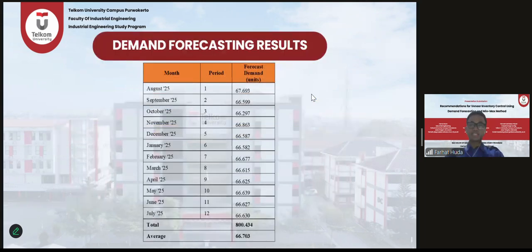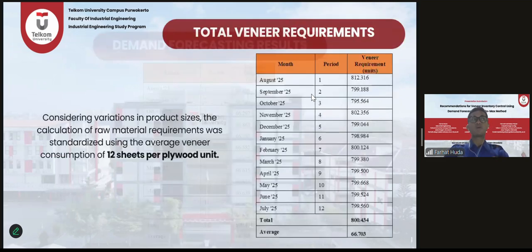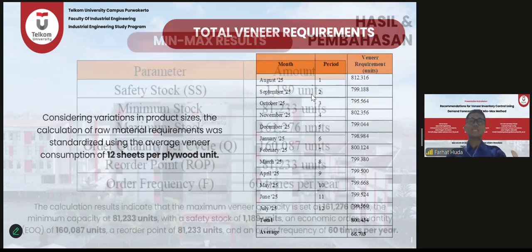This represents the results of the demand forecasting process. The projected demand values were obtained using the moving average method, which provided the most accurate and consistent results for veneer consumption prediction. Based on the forecasting result, the total veneer requirement was calculated. Each unit of plywood requires 12 sheets of veneer, so the projected veneer demand was multiplied accordingly to estimate total material needs. The final calculation results are shown here.